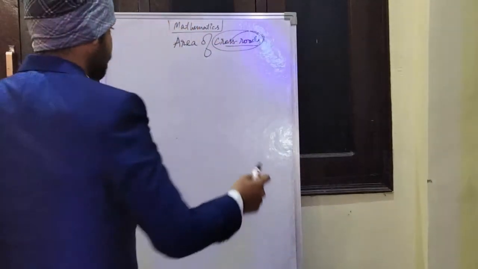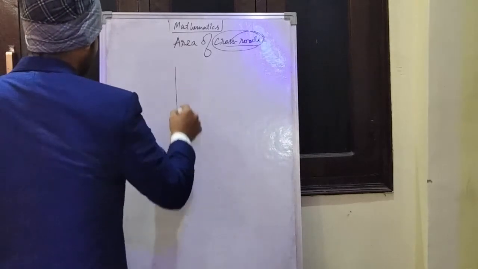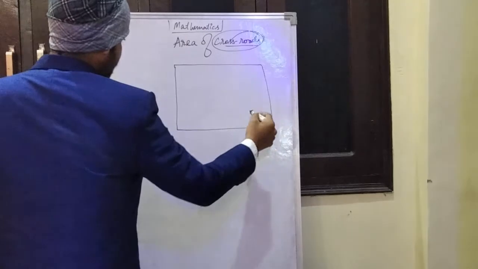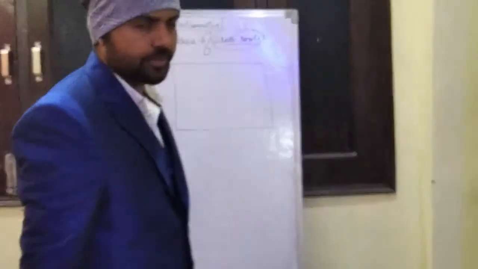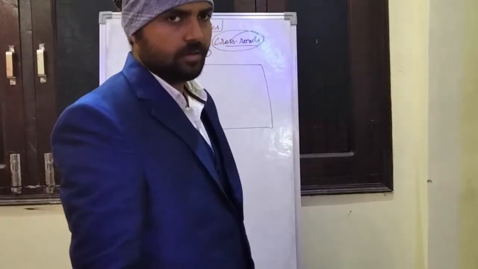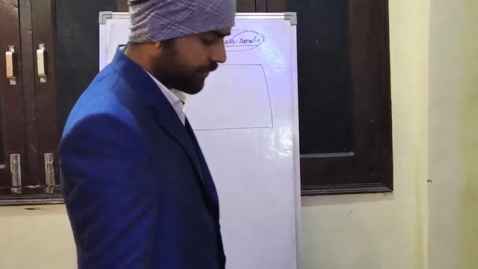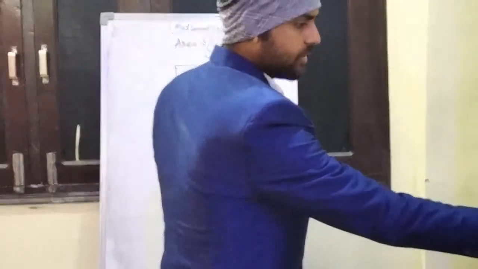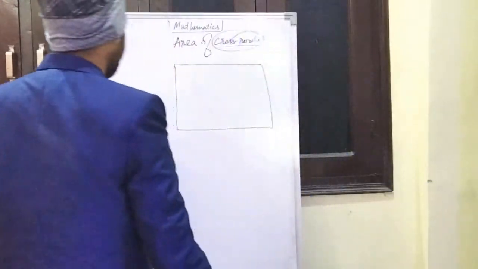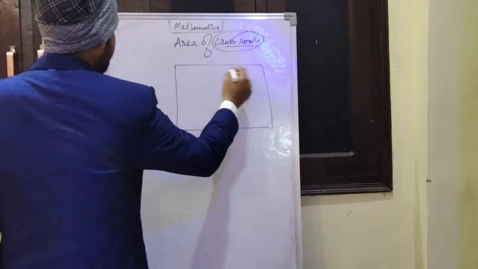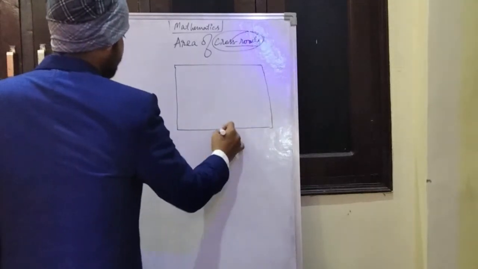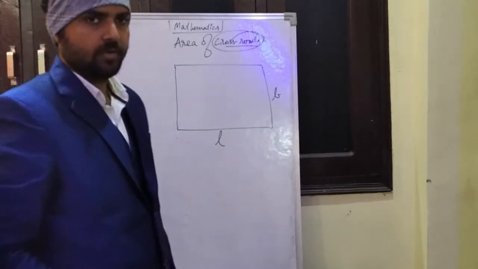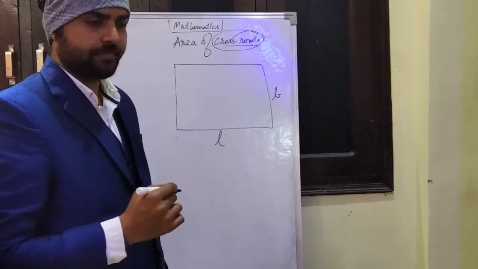So let's take a typical shape of the ground, or you can say park. I'll take it as a rectangle. You can take any shape, you can take a square also, but for a broader perspective, we are going to take it as a rectangle. Now the length of the garden is, let's say, L, and the breadth is, let's say, B. So this is the length and the breadth.